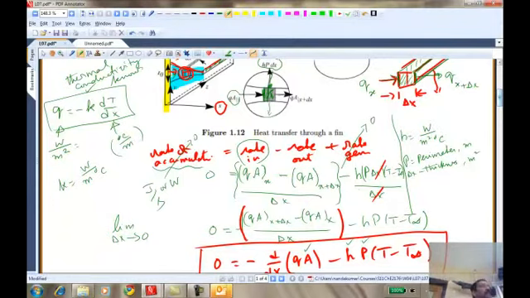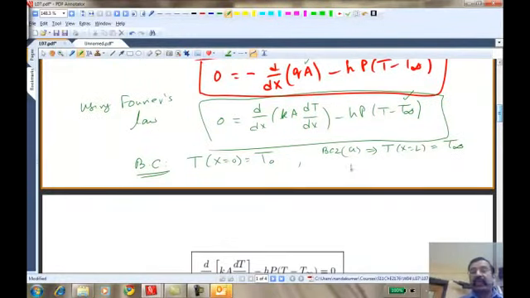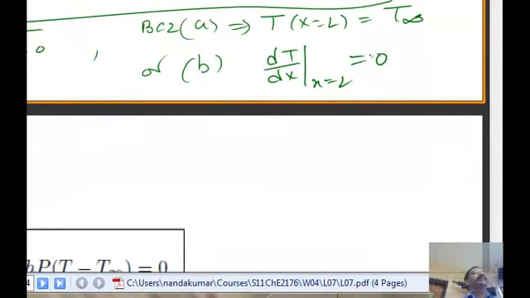In such a case, the tip could be very hot. The temperature is unknown. All you know is the amount of heat escaping through the tip of the fin is extremely small. So case B would be that dT/dx at x equal to L is 0. Sometimes you call this an insulated condition. So these are several scenarios that we can examine in order to solve this. Any questions?